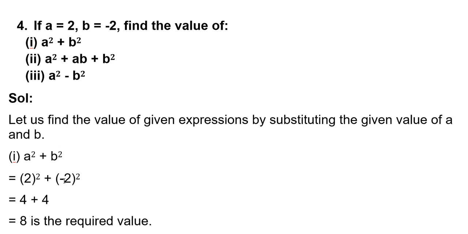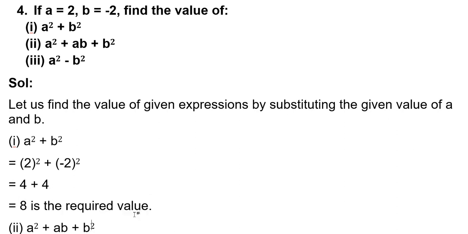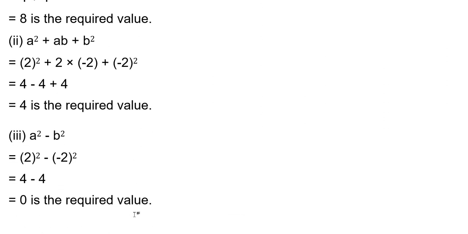So 2 square plus (minus 2) whole square, that is equal to 4 plus 4. 2 square is 4, minus 2 whole square is also 4, so 4 plus 4 is equal to 8, the required value. Second, a square plus ab plus b square, that is equal to 2 square plus 2 into minus 2, where 2 is a and minus 2 is b, plus (minus 2) whole square, that is equal to 4 minus 4 plus 4, which is 4, the required value.